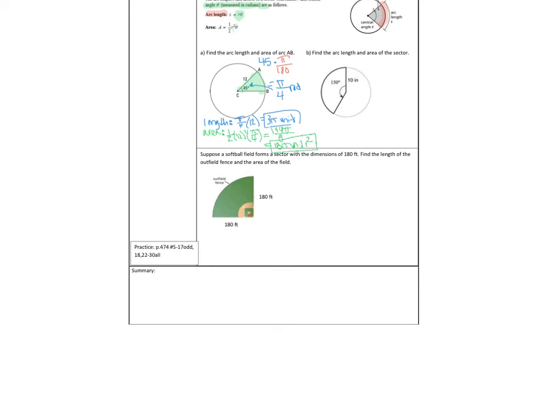So go ahead and pause this video, try B, and then I'm going to go through the process so you can check it. The first thing I'm going to do is start with my 150 degrees and multiply it by pi and divide by 180 to get myself some radians. I'm going to simplify the fraction and get 5 pi over 6 radians. So that's the measure of my angle in radians, and then I'm going to use that to find the length of the arc.